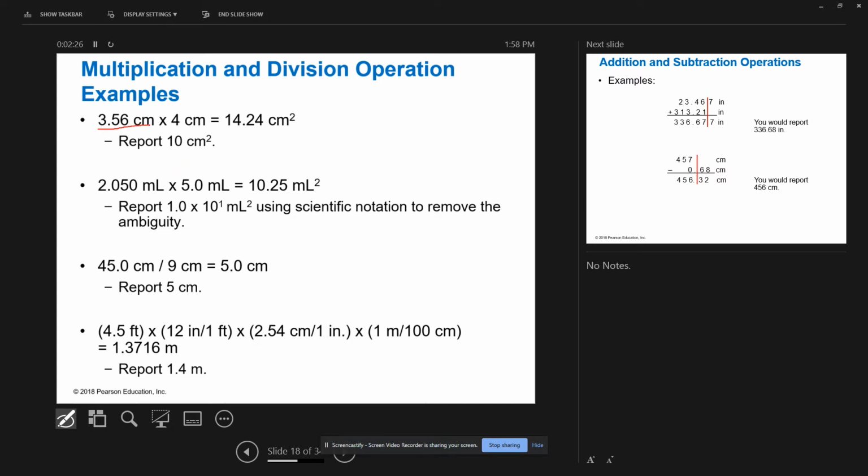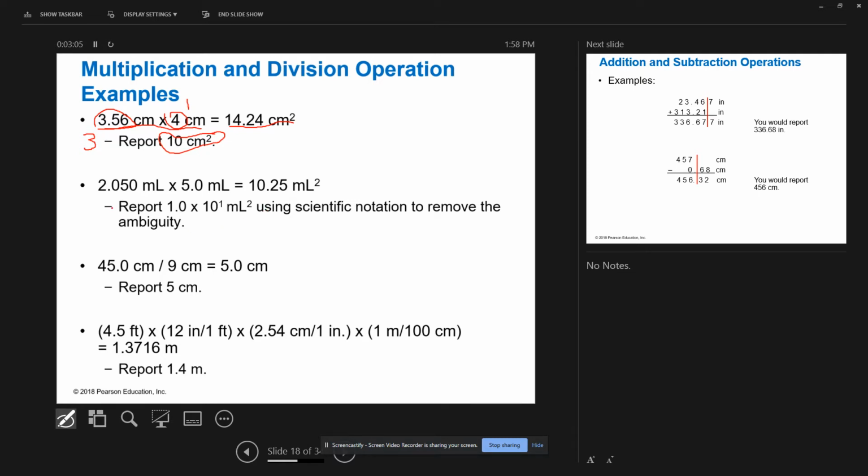All right, so here's my problem. I'm multiplying 3.56 times 4. Here, I have three significant figures. Here, I have one. So my answer should be to the least number of significant figures in the problem. That means my answer should just include one significant figure. Now when I multiply, this is what I get. So I need to round it to one significant figure, which would give me this.